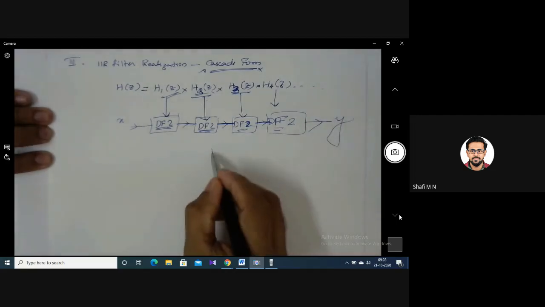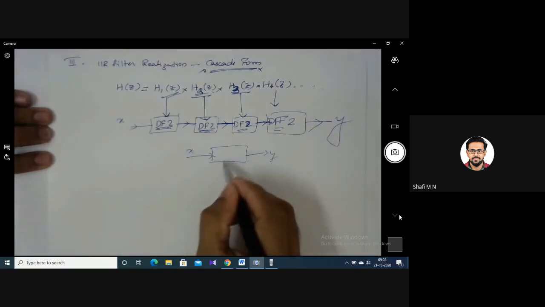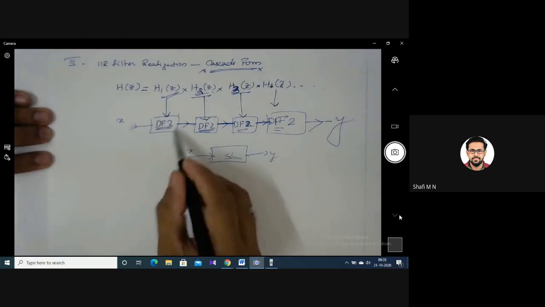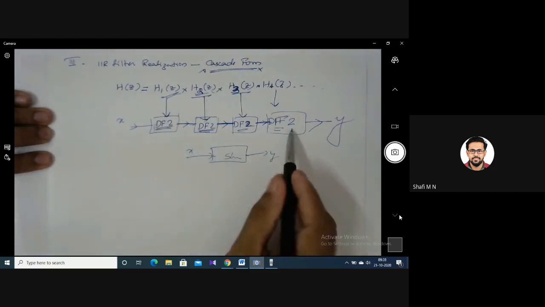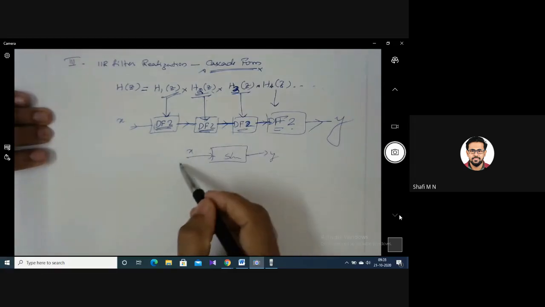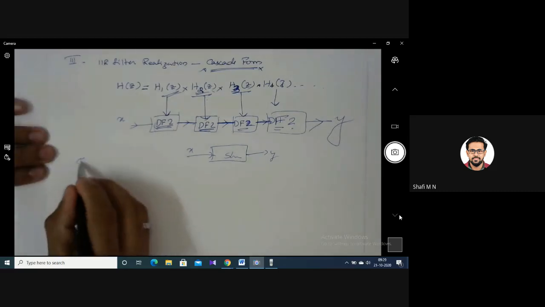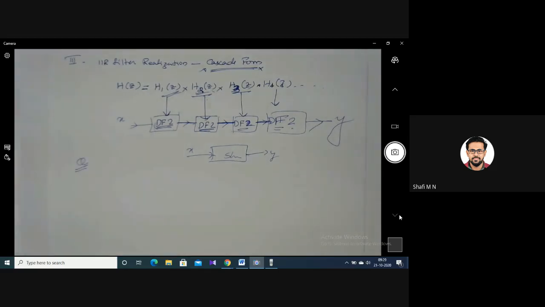So instead of directly representing it using a single block, you are dividing it into small transfer functions, then you are cascading it. Output of one stage is connected to input of the following stage. So this is the basic logic behind implementation or realization of IIR filter using cascade form. Let's practice a question so that the thing will be clear to you. So to do this, what you want is some knowledge with partial fraction. Then common sense is enough.